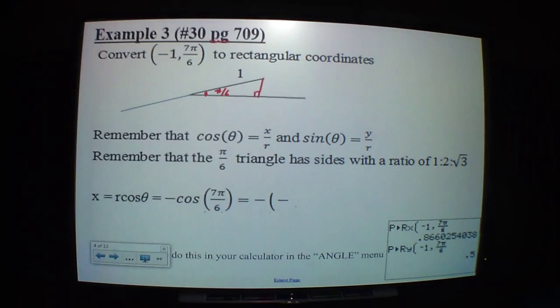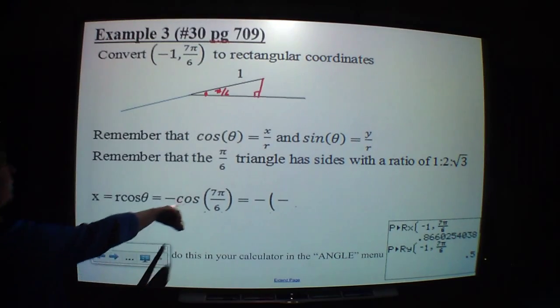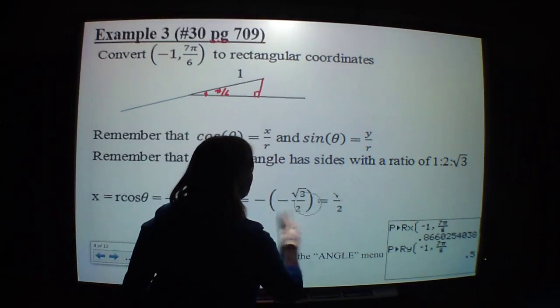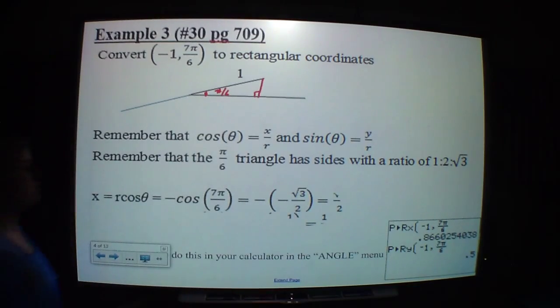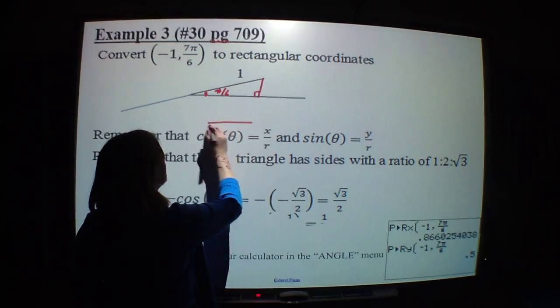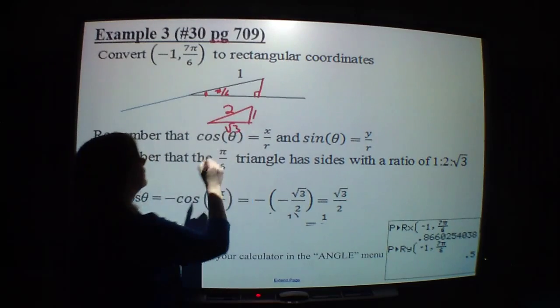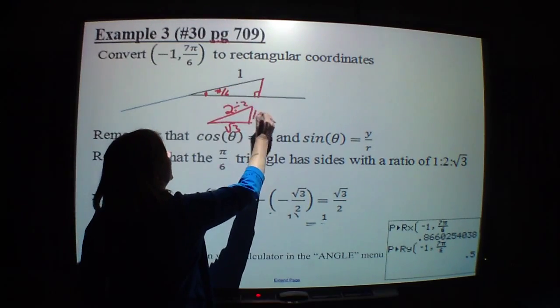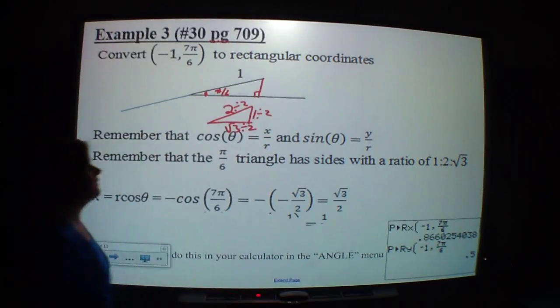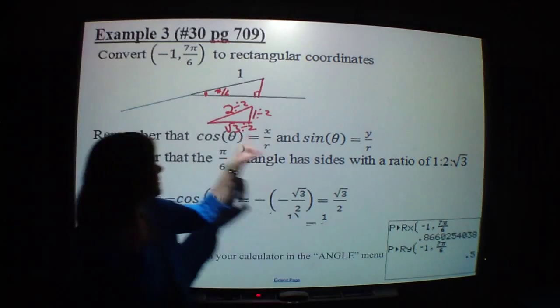So x is negative. Cosine of 7 pi over 6 is negative radical 3 over 2, which is equal to positive radical 3 over 2. And with the picture, you kind of see that that's what it is. If you label your sides, if you know the ratio, the hypotenuse is 2. It has the same ratio. Let me draw it out. You know that they have the ratio of 1 to radical 3. This is 1. So if I divide all these by 2, this gives me my x, radical 3 over 2.